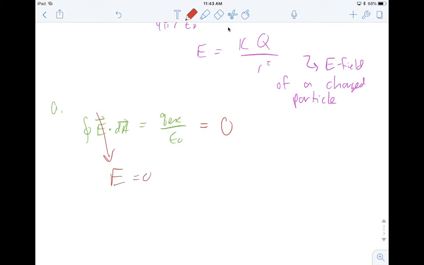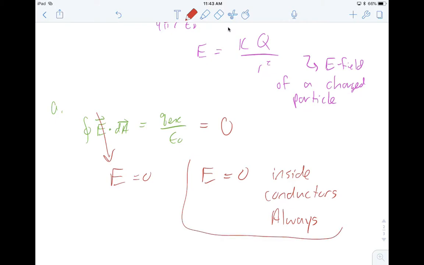So not only is the charge equal to 0 on the inside of a conductor, but so is the electric field. So electric field is equal to 0 inside conductors. Always. Another really important point.